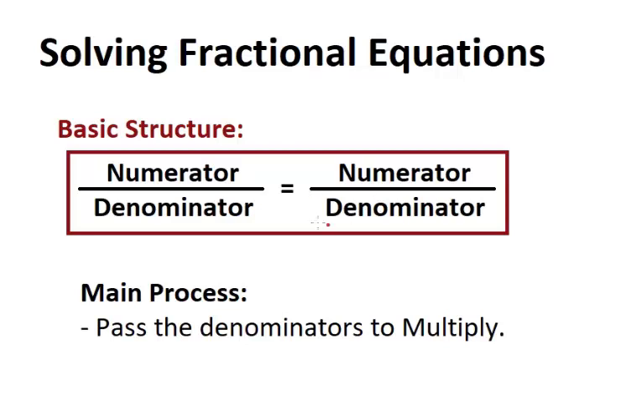So to solve these, both denominators, or only one, it depends on the fraction, we're going to pass them to multiply the numerators. That's the idea. So we're going to pass one denominator to multiply one numerator and the other one with the opposite. Let's see how we can do this in some exercises.